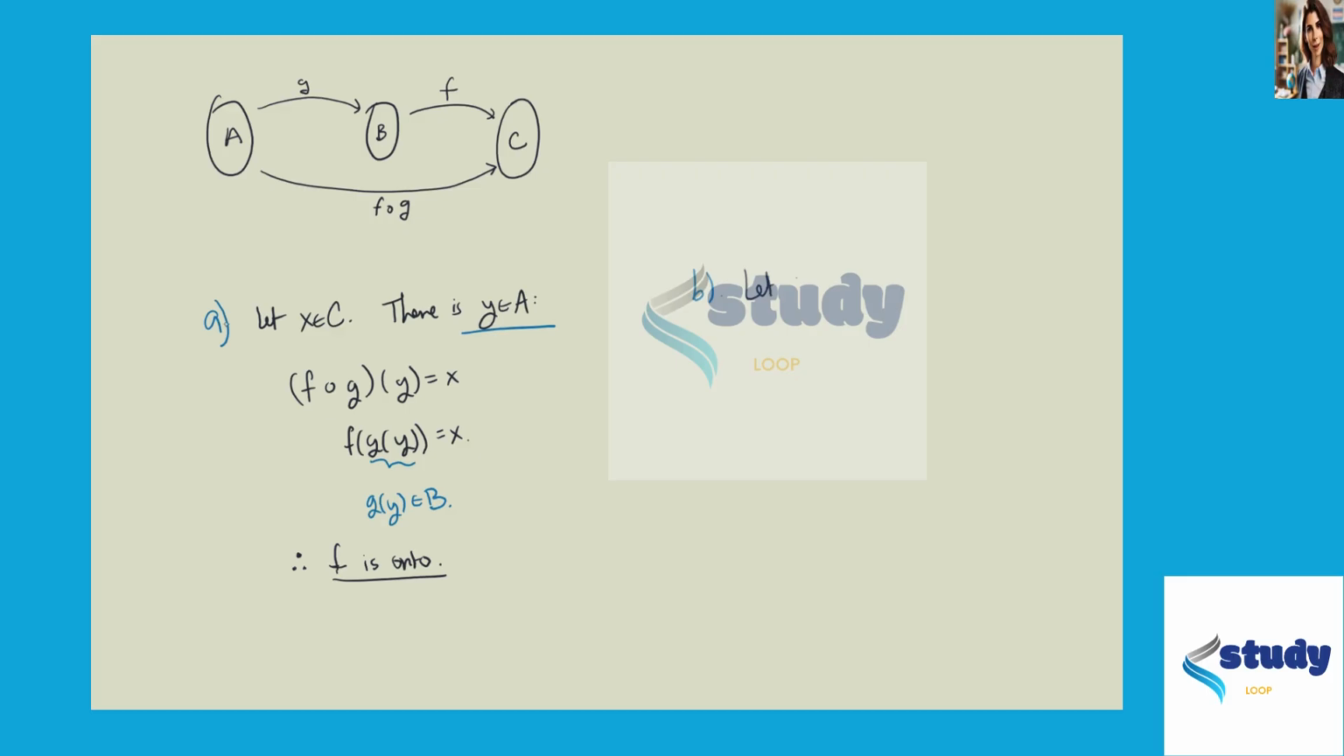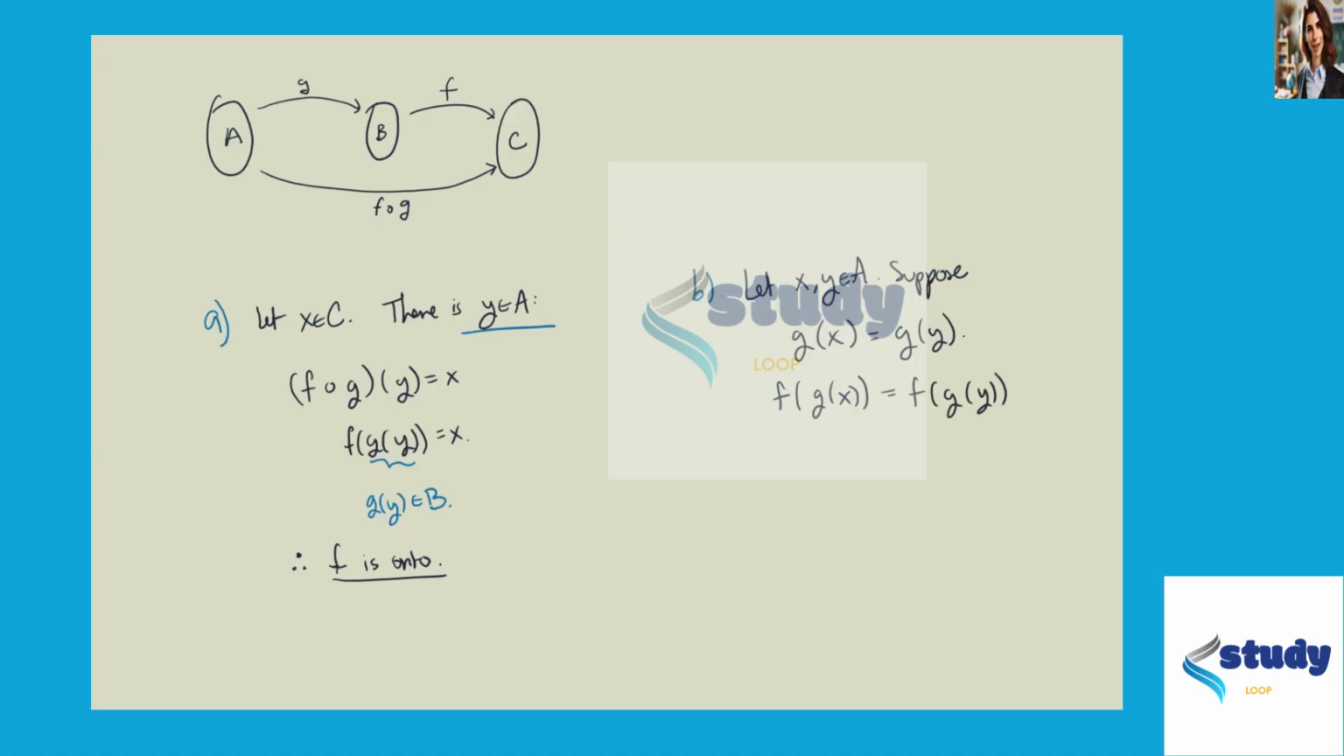Now, for part B, we have to conclude that g is 1 to 1. So let's take two elements, x and y, elements of A, and let's suppose that g of x is equal to g of y, and we want to prove that x is equal to y. So let's consider, well, if this equation is valid, then we can take f on both sides.